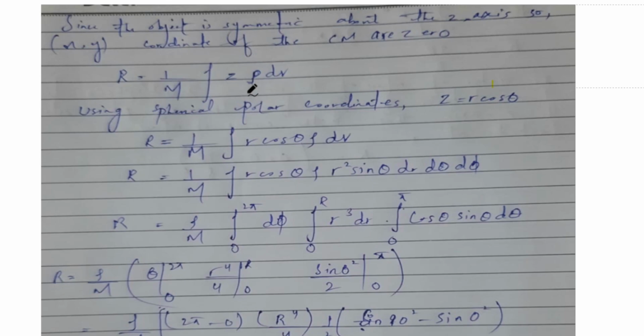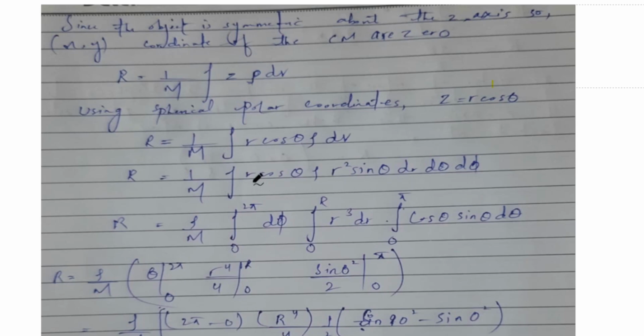You can show it with any letter. And further you can see, using spherical polar coordinates, z equals r cos theta. When we talk about the components of the hemisphere, you will get along z, r cos theta. Now you have to put the values in the center of mass formula, and the value of the volume, which is given in the question already. So this is the value.